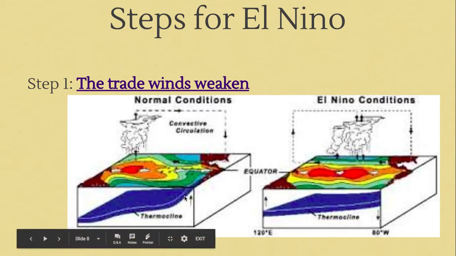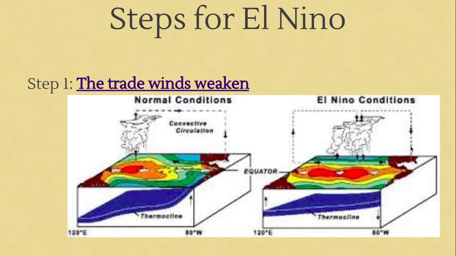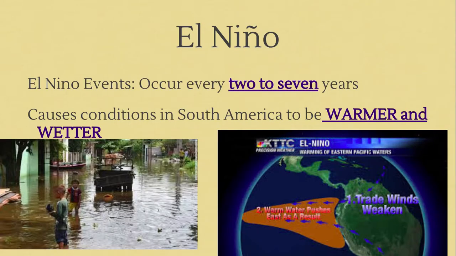And that causes cold water to come up by South America and everyone's happy. In an El Niño, these winds weaken, or sometimes they completely reverse. Now, the fun thing is, nobody's 100% sure why the trade winds weaken. We just know that they do, and that begins this process. So maybe you'll figure it out. Who knows? So the trade winds weaken.